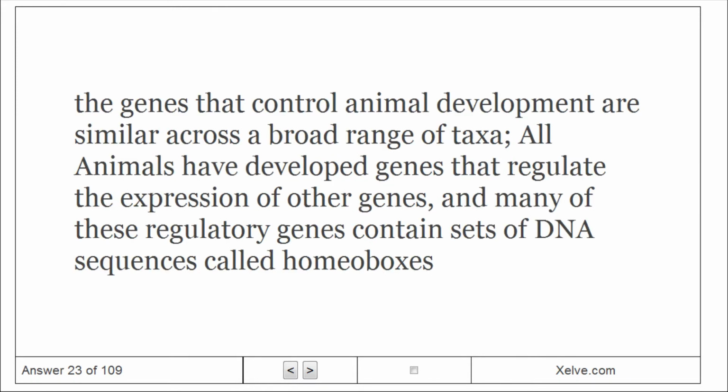Homeoboxes. The genes that control animal development are similar across a broad range of taxa. All animals have developed genes that regulate the expression of other genes, and many of these regulatory genes contain sets of DNA sequences called homeoboxes.